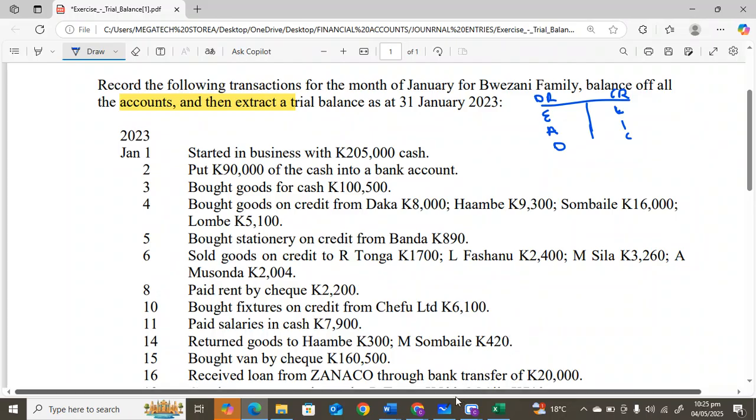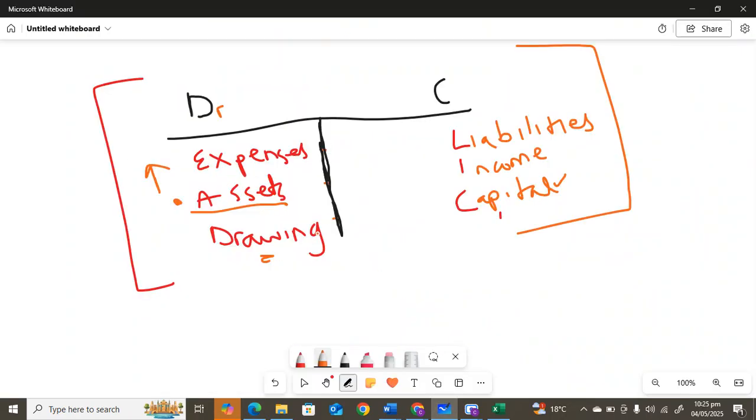So cash is an asset. So a reduction in an asset, what do we do? Yes, so you credit cash. Then also bank is an asset. Increase in an asset, what do we do? So you debit bank 90,000 and you credit cash 90,000. Any questions?